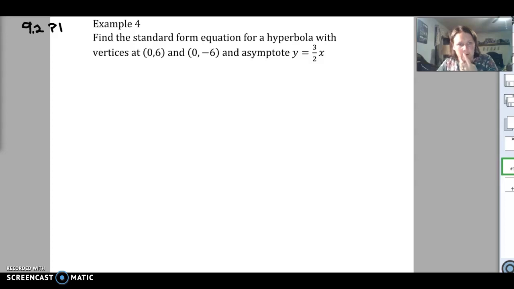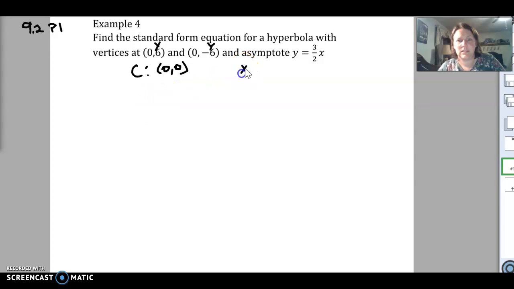Okay, example number 4. This is 9.2 part 1. It says find the standard form equation for a hyperbola with vertices at 0, 6 and 0, negative 6. So what would be in the middle of these two would be 0, 0. So we know our center is at 0, 0. And then if they're going from 0, 6 to 0, negative 6, then the y values are changing. So that tells us that this is going to be a vertical hyperbola.